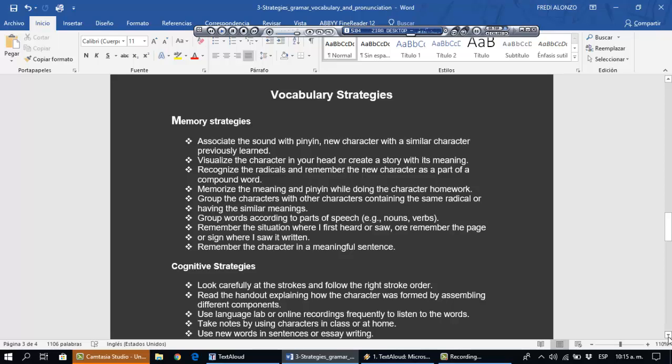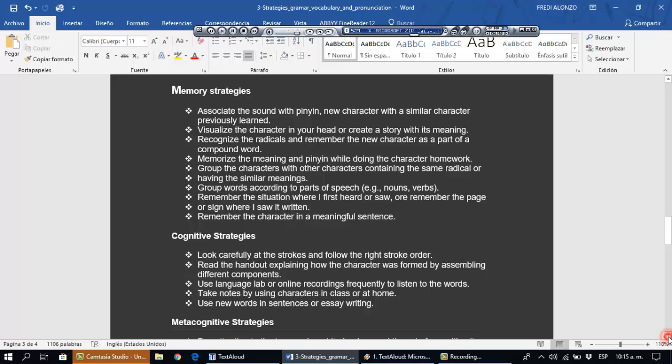Group words according to parts of speech, e.g., nouns, verbs. Remember the situation where I first heard or saw it, or remember the page or sign where I saw it written. Remember the character in a meaningful sentence. Cognitive strategies. Look carefully at the strokes and follow the right stroke order. Read the handout explaining how the character was formed by assembling different components.